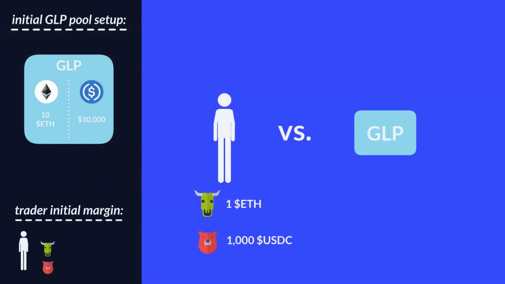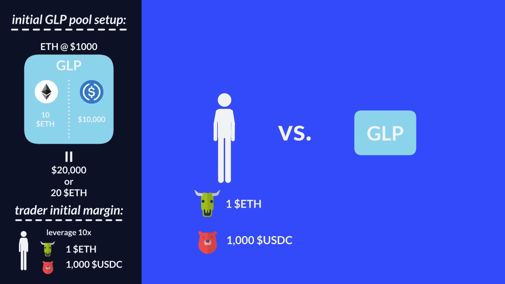First, let's set the stage. Imagine that the current value of ETH is at $1,000, and the GLP pool is initially composed of 10,000 in USDC and 10 ETH, amounting to $20,000 in USD value, or 20 ETH. Suppose a trader wants to take a position on ETH price action, using 1 ETH to go long or 1,000 USDC to go short, with 10x leverage.